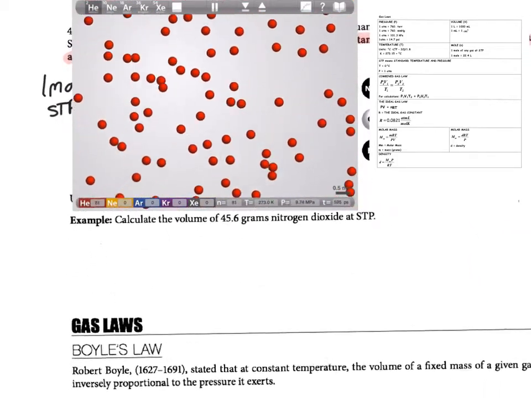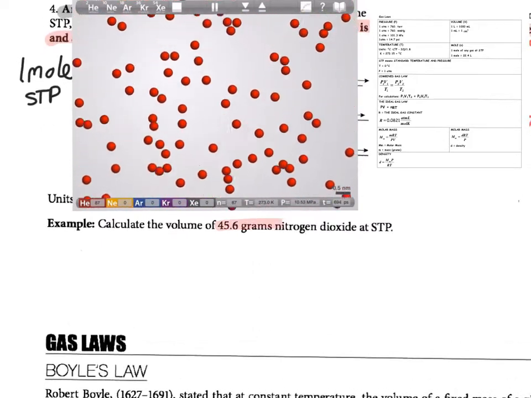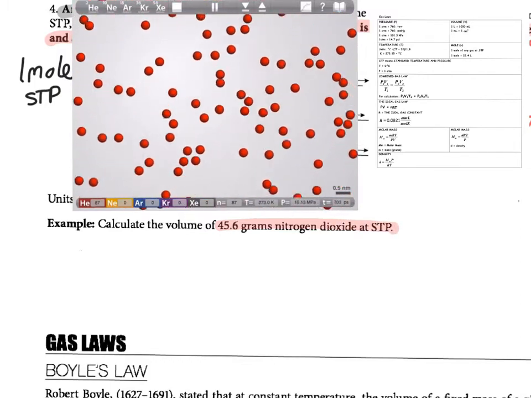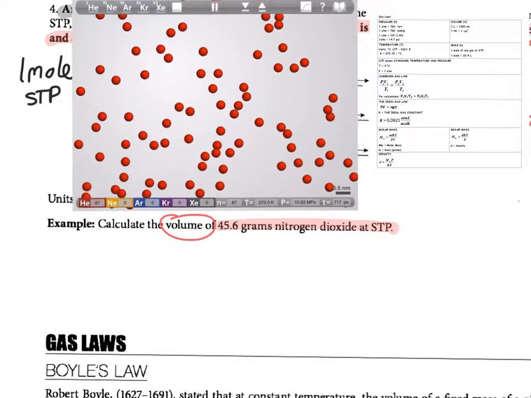The example calculation I have here is 45.6 grams of nitrogen dioxide, NO2, and we want to calculate its volume. It's at STP, right? So we have this relationship of STP where 1 mole is equal to 22.4 liters. With that relationship, what I can do is first convert my gas from grams to moles, and then I can do a mole to liter calculation. So I'm going to do that.